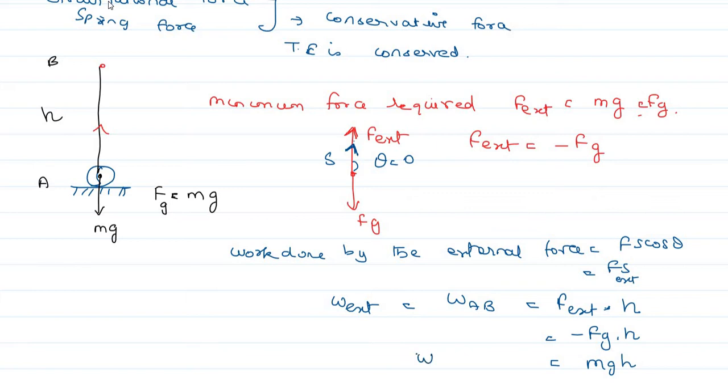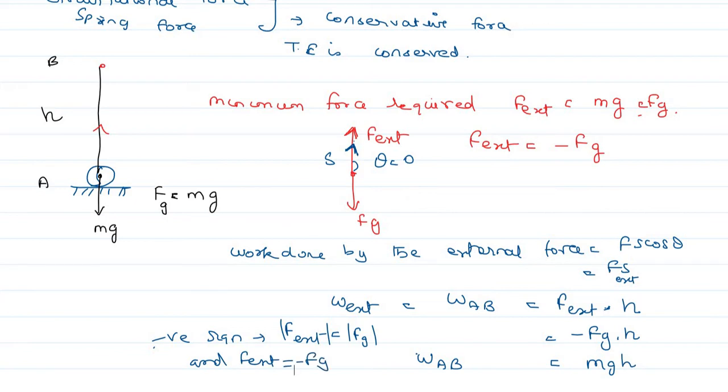So what is the work done? Work done is a scalar quantity. Work done is simply mgh. The negative sign indicates that the external force is equal and opposite to the internal force, that is the gravitational force. The magnitudes are equal, and F external is opposite to the gravitational force.